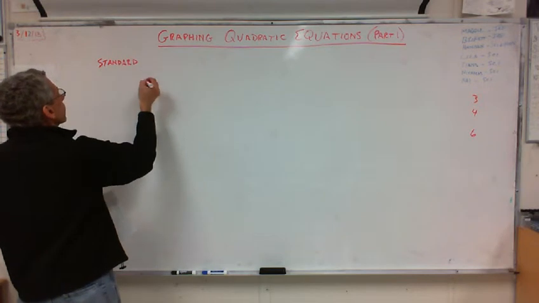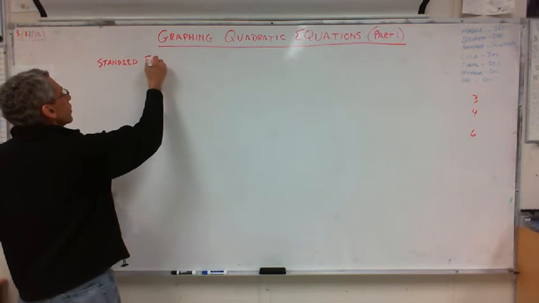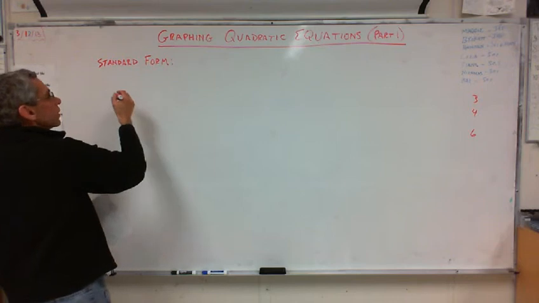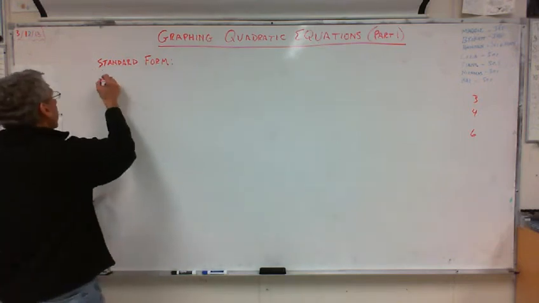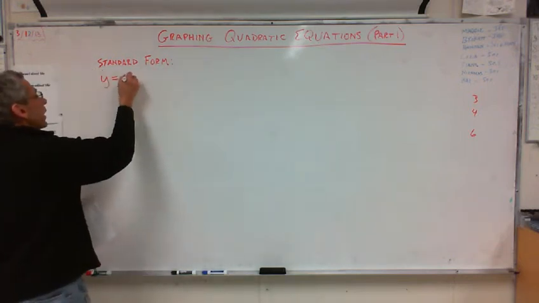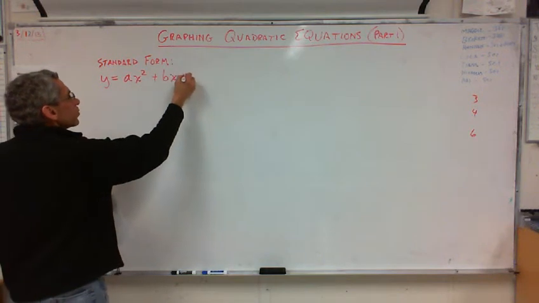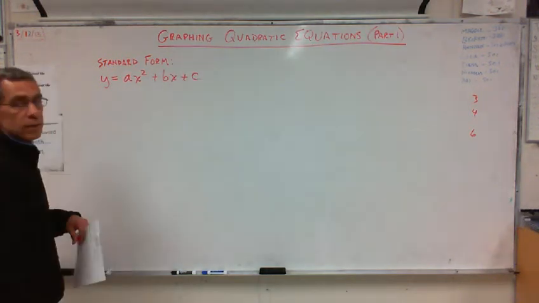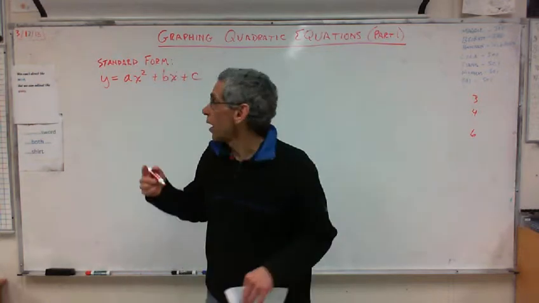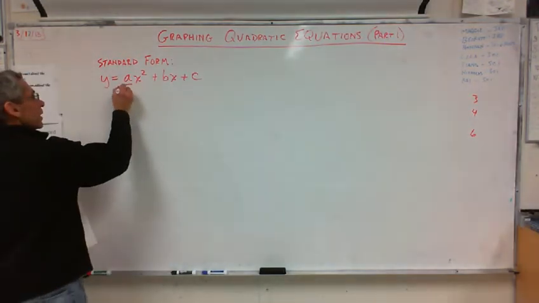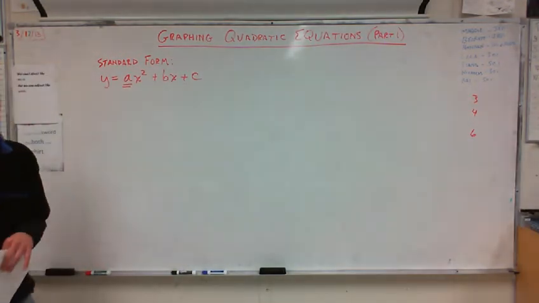Standard form for a quadratic equation, it's this: y equals ax squared plus bx plus c. Great. Now we're going to talk about this because the a is always a number in a real quadratic equation.